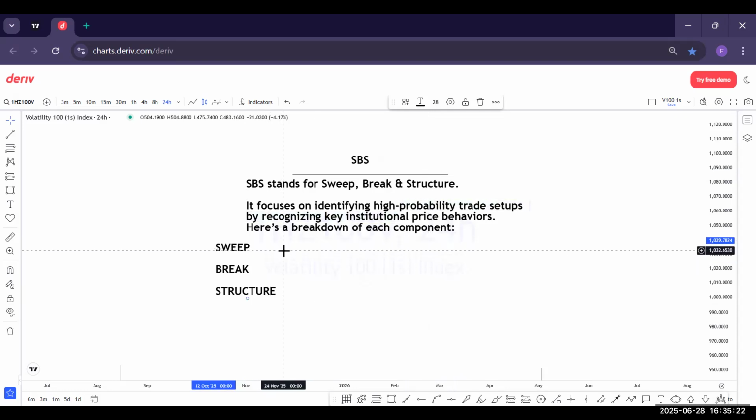Now, I'm talking about the sweep. The sweep here has to do with stop hunts, where liquidity is being engineered. It can also relate to manipulation. For the purpose of this video, I'm going to use synthetic. It works in every market.